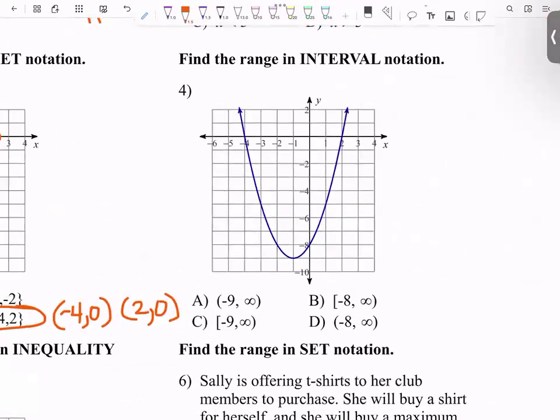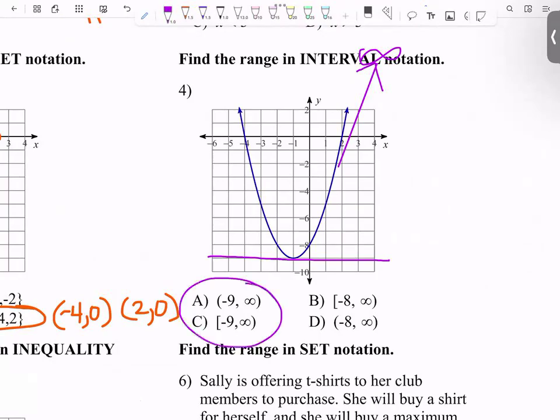All right, and then find the range. So range, instead of the x's, now we're looking at the y's. So we want to know the lowest y value to the highest y value that this graph uses. So the lowest y value that this graph uses is -9. There's nothing below -9. And then it keeps going up and up and up forever because of that arrow. So it goes up to infinity. So we always want to go lowest to highest. So it goes from -9 to infinity.